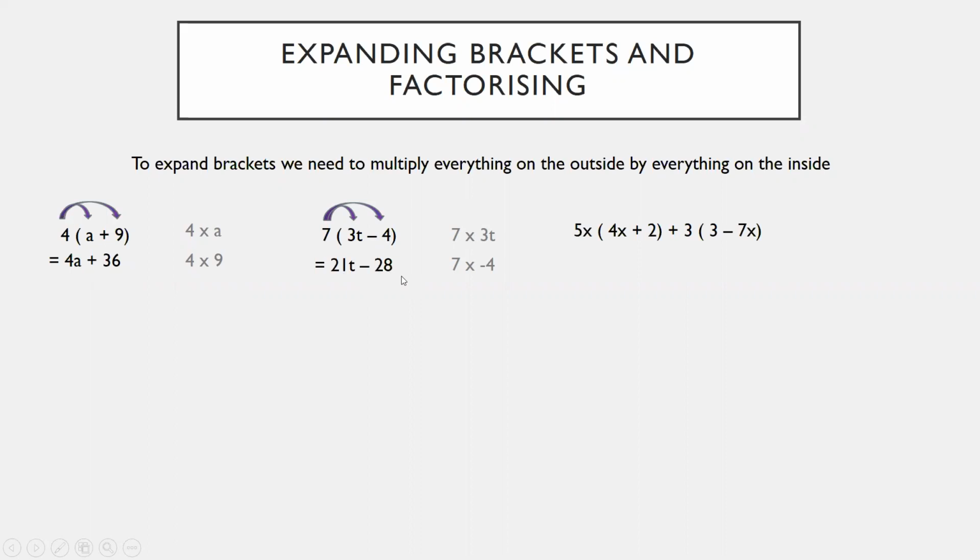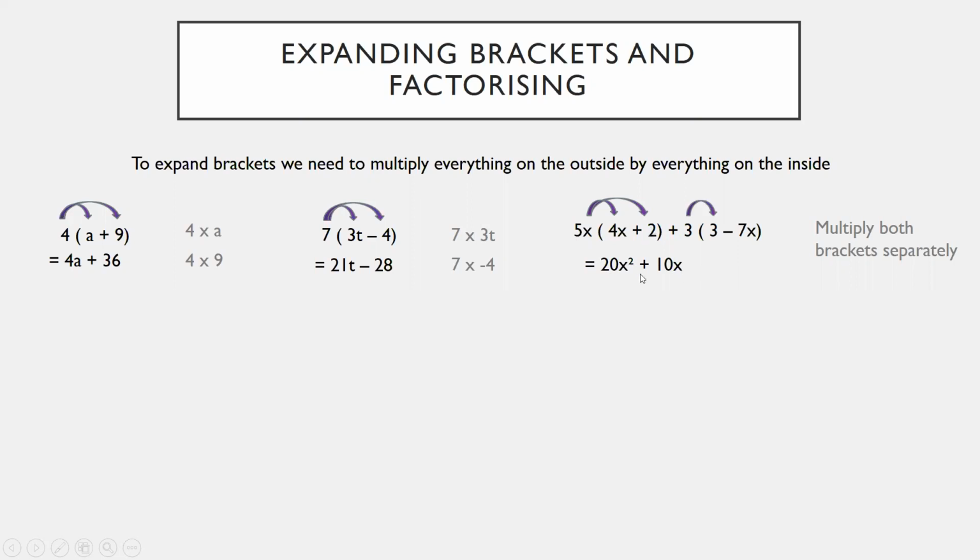We can also do this with 2 sets of brackets, 3 sets of brackets, however many you want, but we just do each bracket separately. So we're going to do 5x times 4x and 5x times 2. So that will give us 20x squared. So the 5 times the 4 gives us 20. And then x times x is x squared. And then 5x times 2 is 10x.